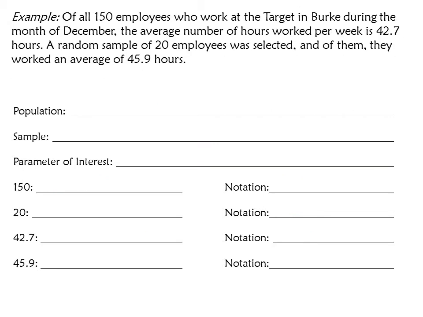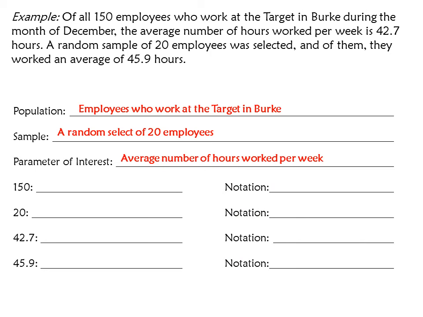Our next example: of all 150 employees who work at Target and Burke during the month of December, the average number of hours worked per week is 42.7 hours. A random sample of 20 employees was selected, and of them, they worked an average of 45.9 hours. The population are all the employees who work at Target and Burke, so 150. The sample is a random selection of 20 employees. What we're interested in knowing about the population is the average number of hours worked per week.